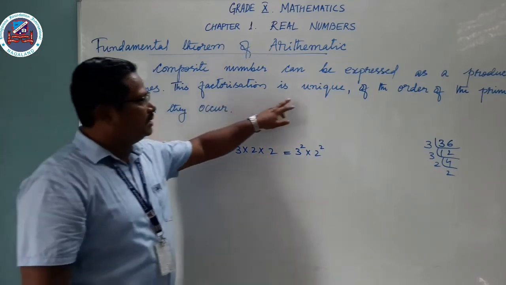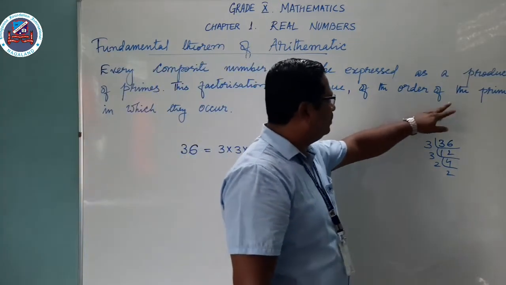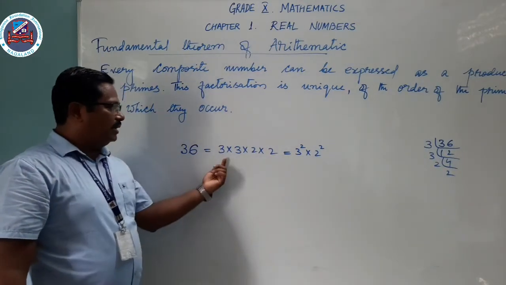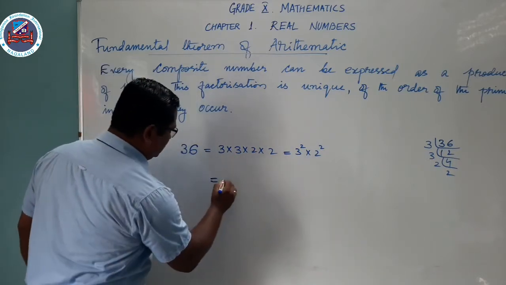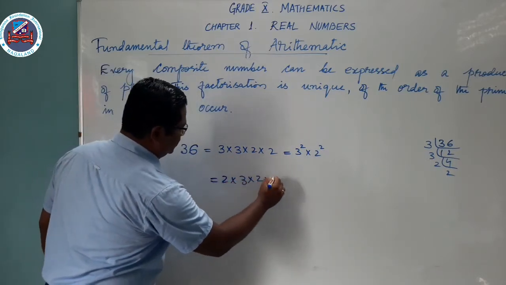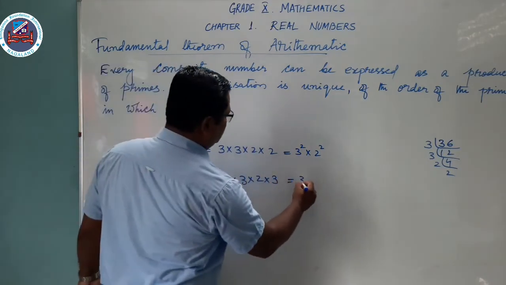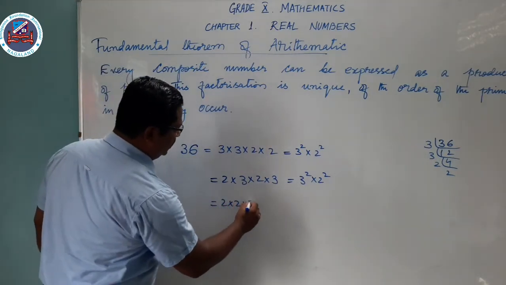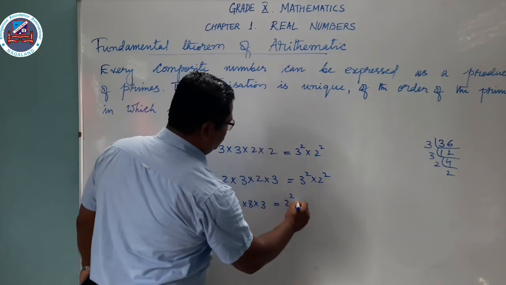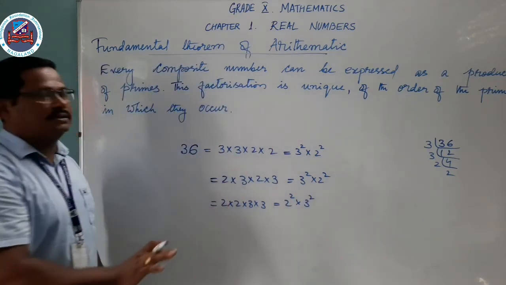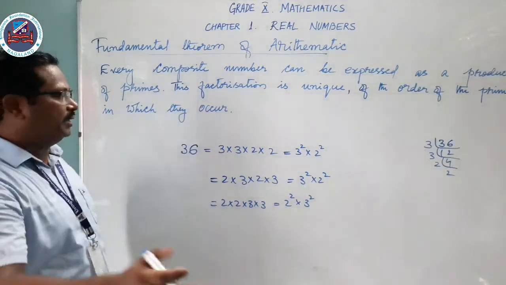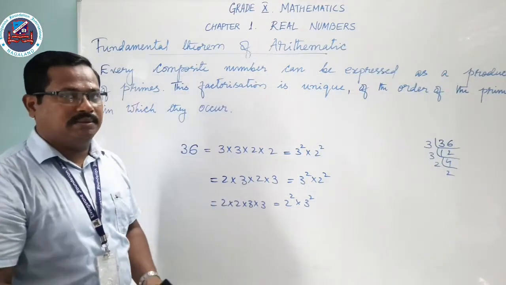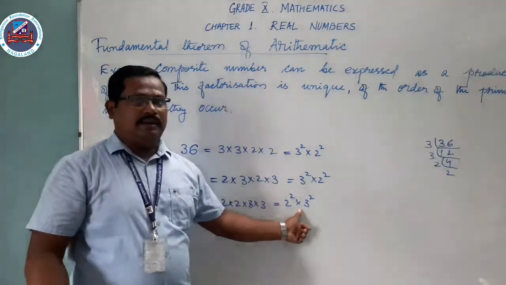Then this factorization is unique of the order of the primes in which they occur. Here it says that the occurrence can be like this also. You can write it as 2 into 3 into 2 into 3. Doesn't matter. It is also the same thing. There is 3 square into 2 square. Or you can even write 2 into 2 into 3 into 3, that is 2 square into 3 square. That doesn't matter in which form they occur. The positions can be interchanged because we know that multiplication is commutative.